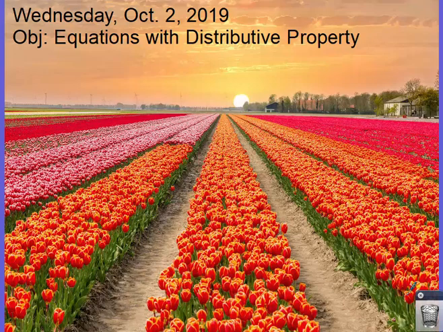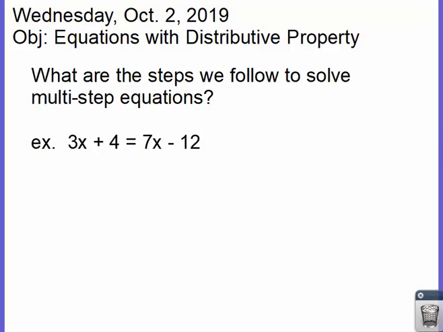Hello class, today we're looking at equations with variables on both sides one more time. This is our third lesson, but this time we're going to incorporate what we call the distributive property within our equation. So let's review real fast. What do we remember to do? What are the steps that we use in order to solve this particular equation?